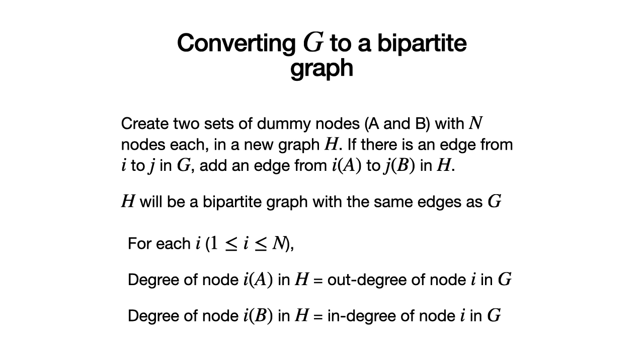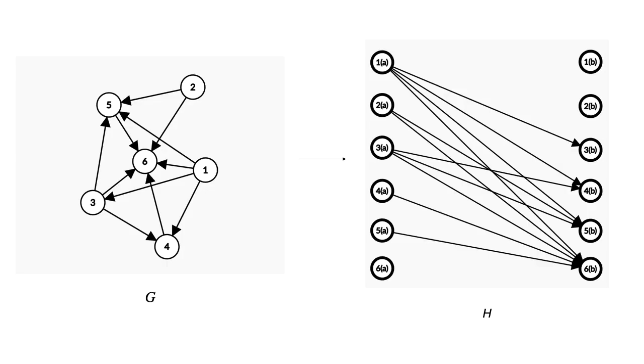If you have an edge from I to J, it means that the out degree of I is being increased and the in degree of J is being increased. Like we said earlier, set A will handle out degrees, set B will handle in degrees. So we should add an edge from IA to JB. So finally, the degree of node IA in H will be equal to the out degree of node I in G, and the degree of node IB in H will be equal to the in degree of node I in G. And here we have a visualization of the conversion, right? We can see the edges 1 to 4, 1 to 3, 1 to 6, 1 to 5, and there are edges 1A to 3B, 1A to 4B, 1A to 5B, 1A to 6B.